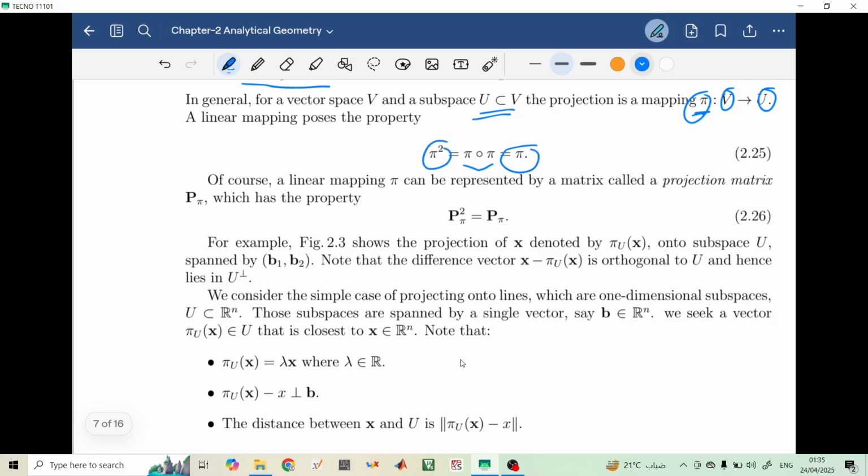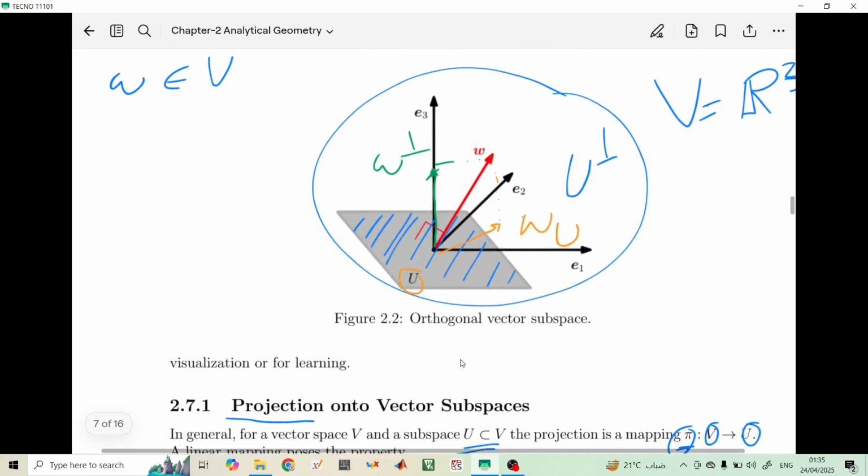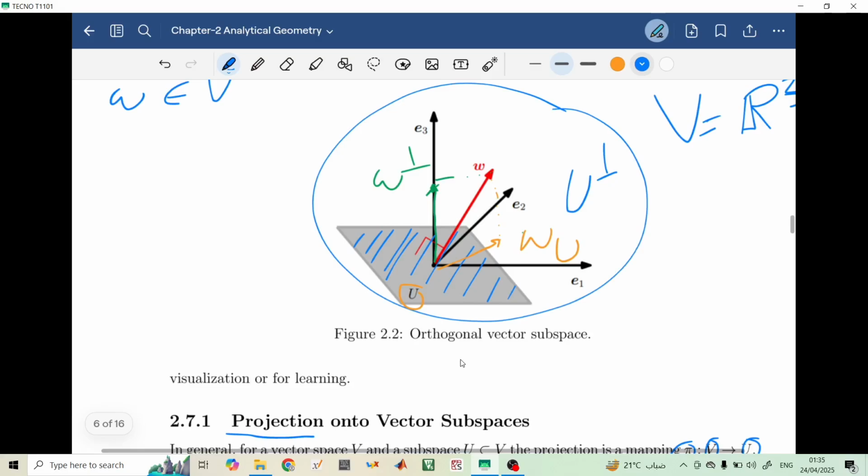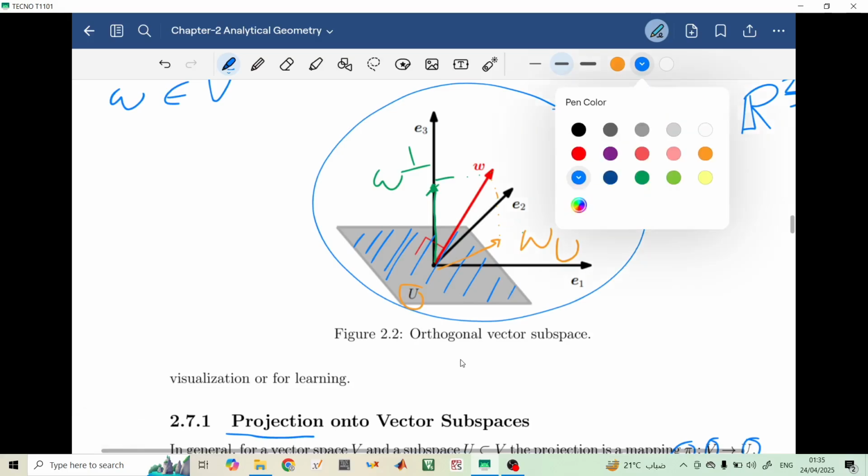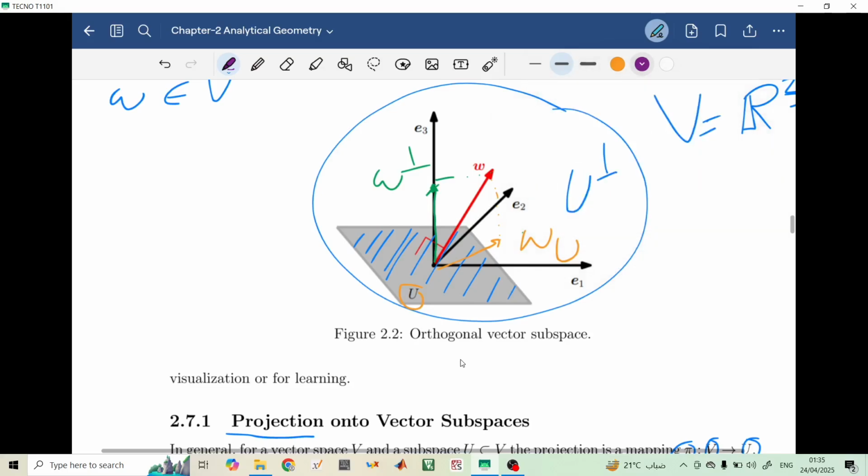This might be a bit vague. How can we understand it? By going up to this example, right? So let's say, okay, let's use another color now. Now we use pi and W. Pi projects W into W_U. So the purpose of pi is to project W onto U. Okay, so we get this W_U vector.